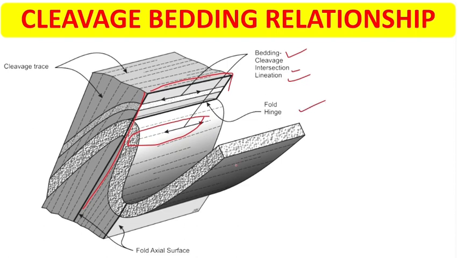Now we are talking about the cleavage bearing relationship. We are focused on this part, in the cross section, not on the plan view. The fold is plunging, in that case we are looking in that way. Suppose here, what is the relationship between the bearing and the cleavage? And on this side, what kind of relationship of cleavage and bearing is there? There are six cases for the cleavage bearing relationship. One by one, we will discuss those cases.